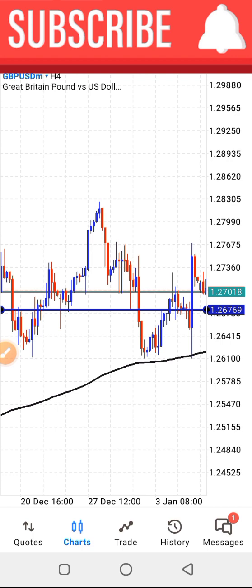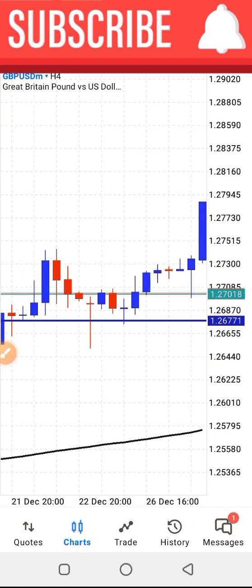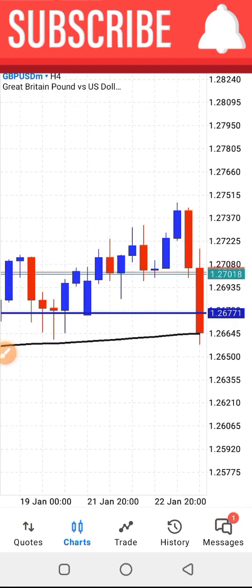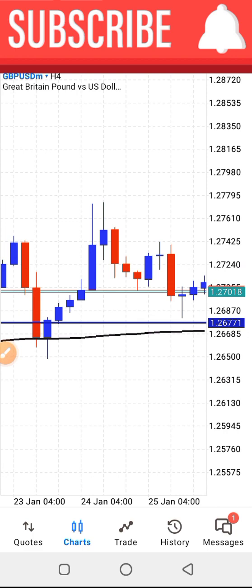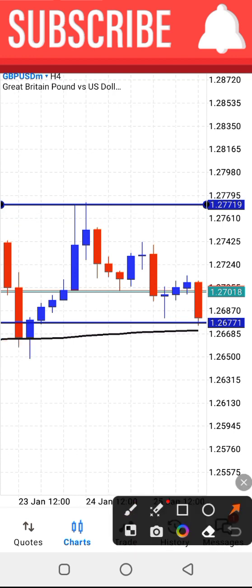Okay, so let me see if I have one. Let me look for a supply zone. Okay, let's see. All right, so this is a supply zone right here. Let me use horizontal lines to depict it. Let me copy that. Okay, so this candle right here, this candle will give you your supply zone.